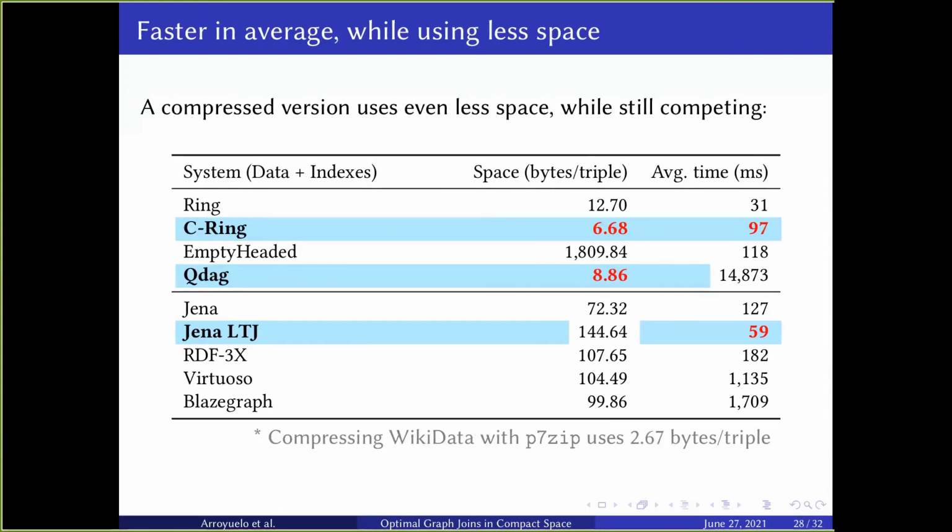As I said, we also implemented a compressed version of our graph representation, and this time this compressed version uses even less space than QDAGs, while being only beaten in terms of the average running time by the leapfrog join implementation on top of Jena. So even this compressed representation is quite competitive with the other alternatives.